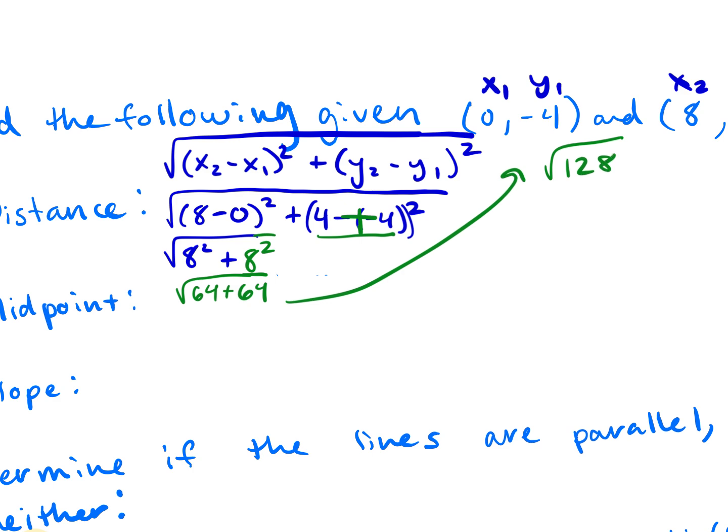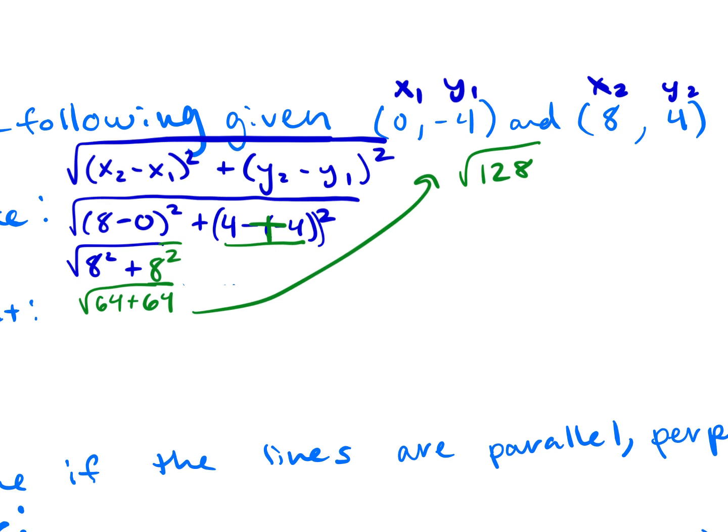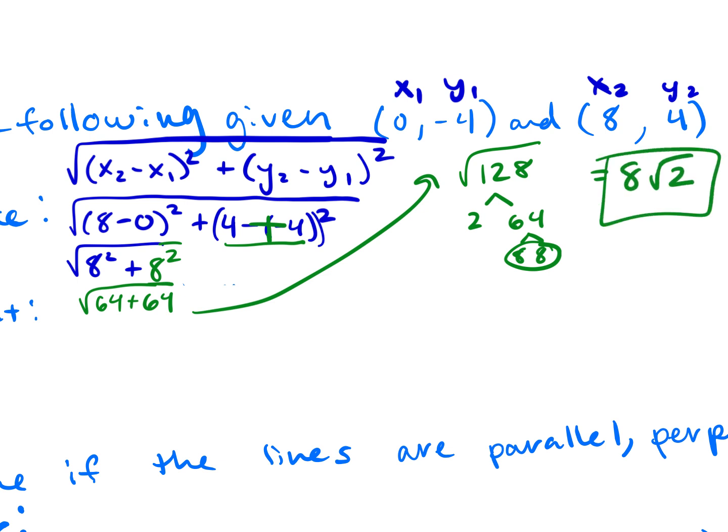Can I leave my answer like this? No. We always want to simplify our radical. So how would we simplify this? What are 2 factors of 128? Rihanna, give me 1 factor of 128. 2. So 2 goes into 128 64 times. What are 2 factors of 64? 8 times 8. We could stop here because we see we have a pair of 8s. So the square root of 128 would be 8 square root 2. So that would be our distance.